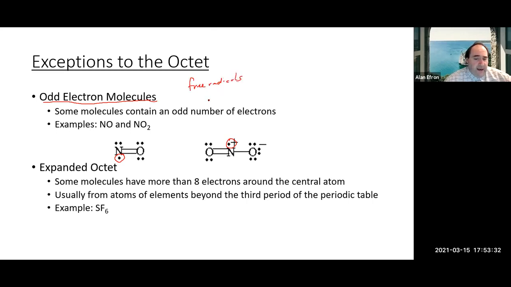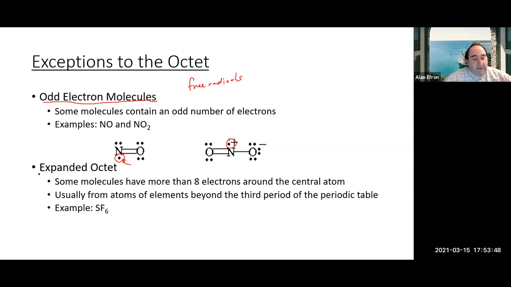like in atmospheric chemistry, chlorine chemistry, it does that a lot. They're very reactive because of that. They're not super happy about having one unpaired electron. So to try to fix that, it usually wants to react with something, and that makes them very, very reactive.